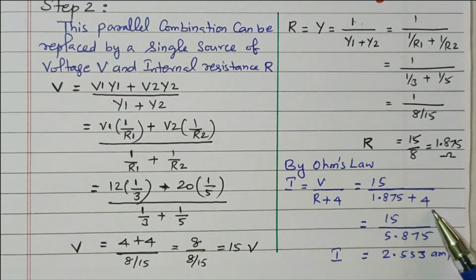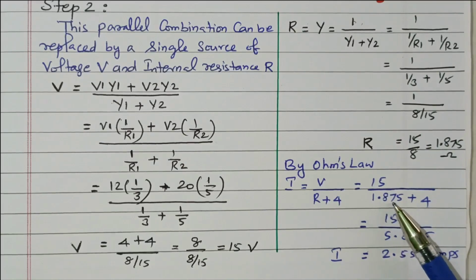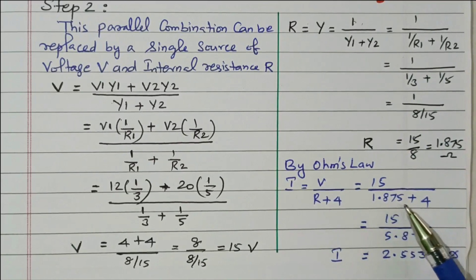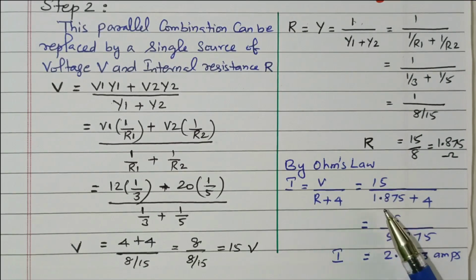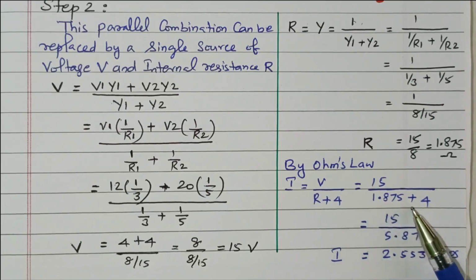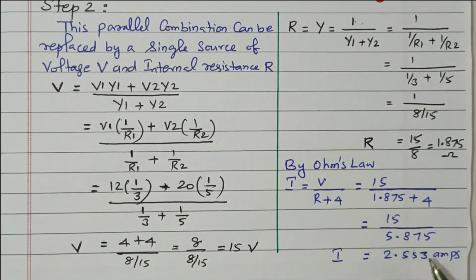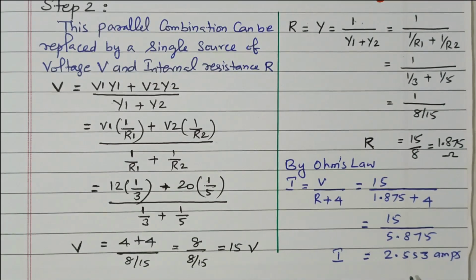So after the simplified diagram, we have only one voltage source, one resistance and one load resistance. These two are connected in series, so they are added together. So 15 divided by 1.875 plus 4, that is 15 divided by 5.875, which is equal to 2.553 amperes. So the current flowing through the 4 ohm resistor is 2.553 amperes.